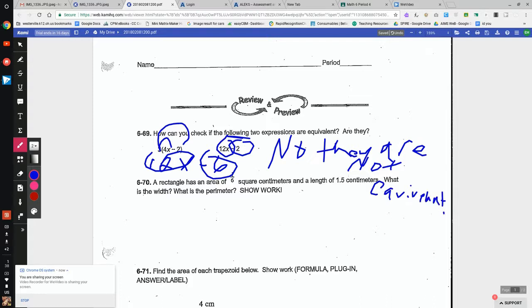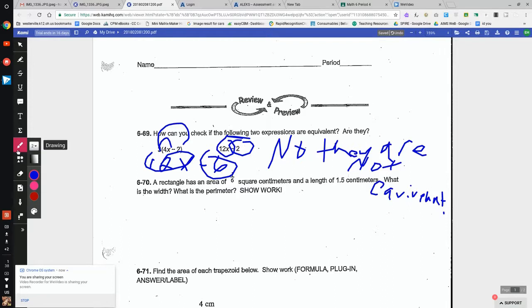All right, moving on to the next problem here. You have a rectangle, and they're telling you the area is 1/6. They give you the length, which is 1.5. What is the width? What is the perimeter? Show your work.